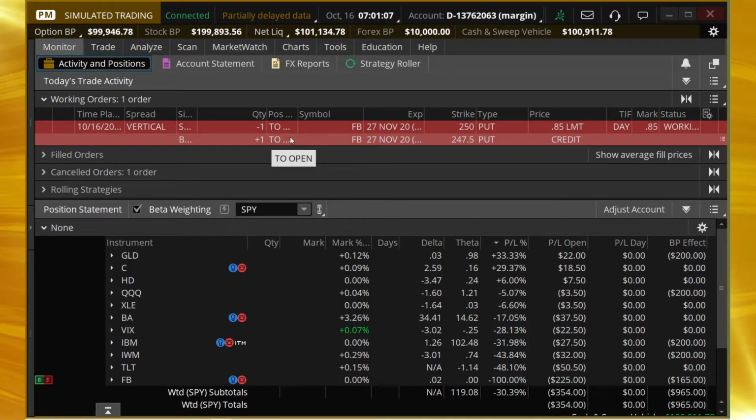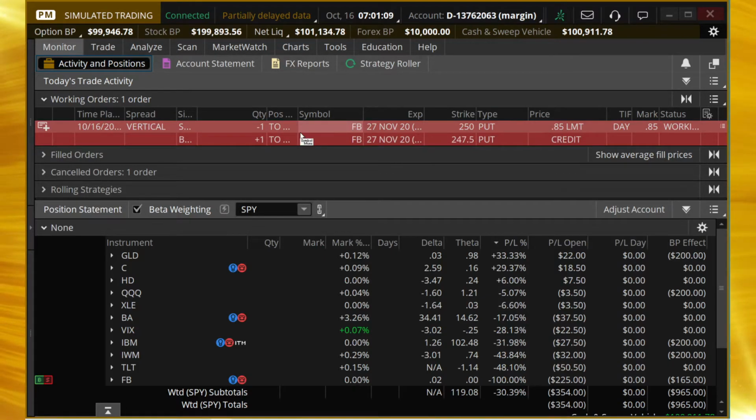And should this fill, it's a good idea to come in and set yourself a good till canceled order to take this off when it's worth 50% of this number here, right? Because this is a credit spread, we'd look to buy this back when it was worth $42.50. That'd be fantastic, right? All right, 42 cents.